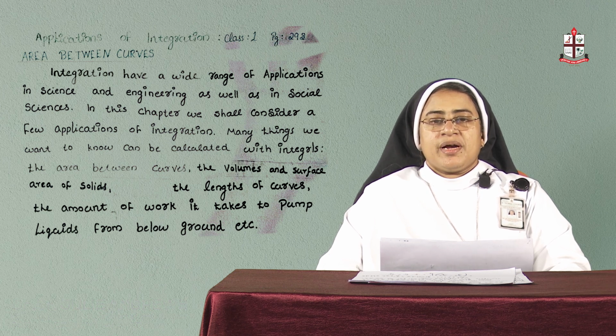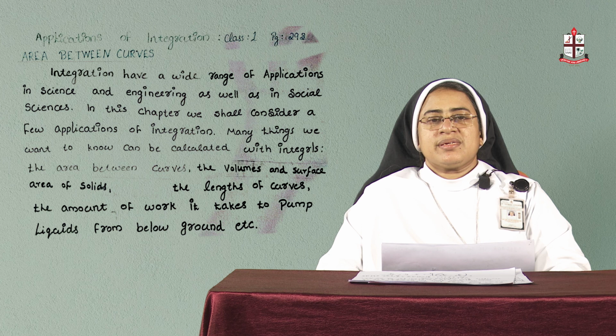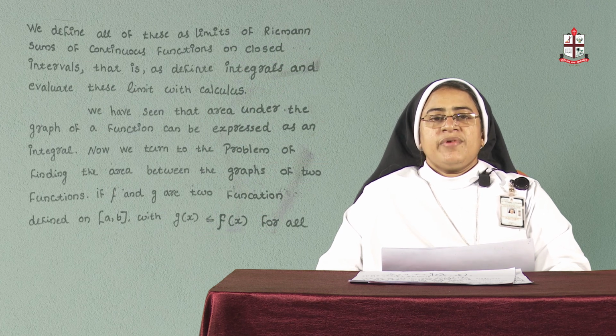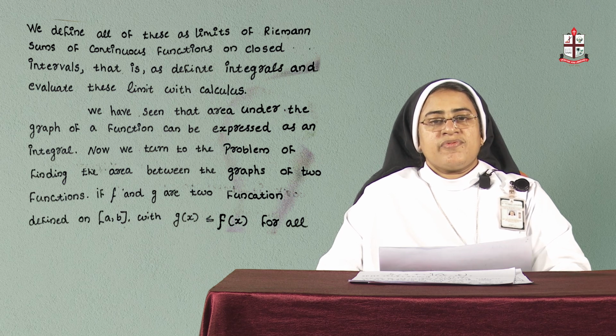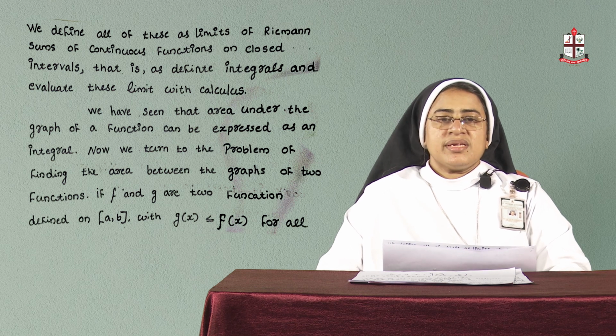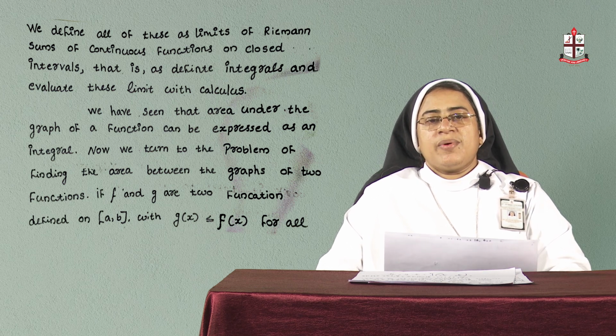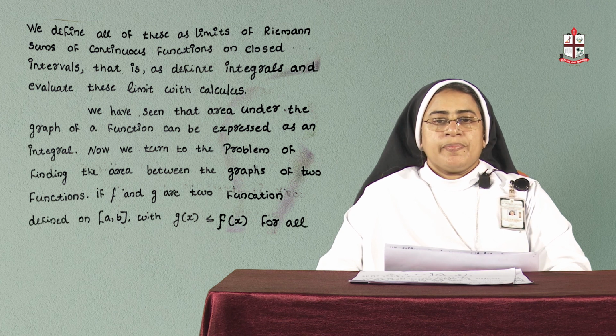Many things which we come across in ordinary life are calculated using integrals, such as area between curves, the volumes and surface area of solids, the length of curves, the amount of work it takes to pump a liquid from below the ground, etc. We define all these as limits of Riemann sums of continuous functions on a closed interval, that is, as definite integrals, and we evaluate these limits with calculus.